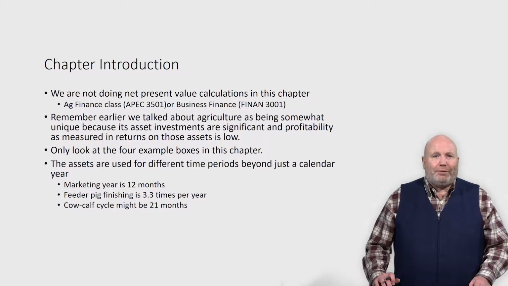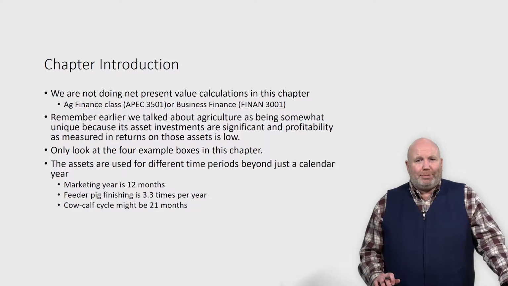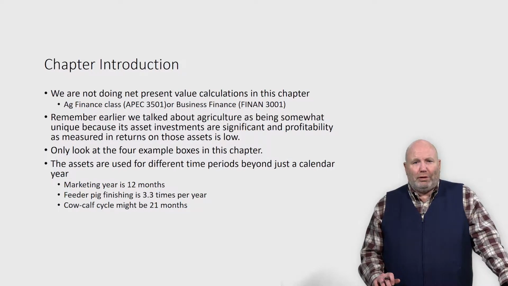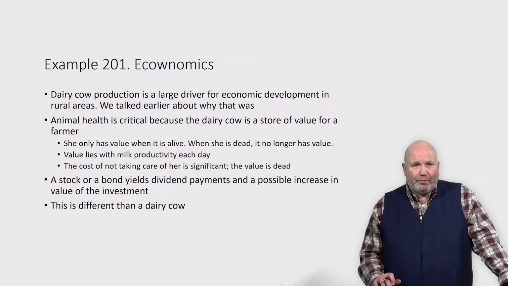So as we think about this, the 4 example boxes in this chapter involve assets that last just beyond a typical year. So we're not looking at annual crops. We're not looking at livestock. We're not looking at a cow-calf cycle, which might be 21 months in length. So the first example from this chapter talks about cowonomics.